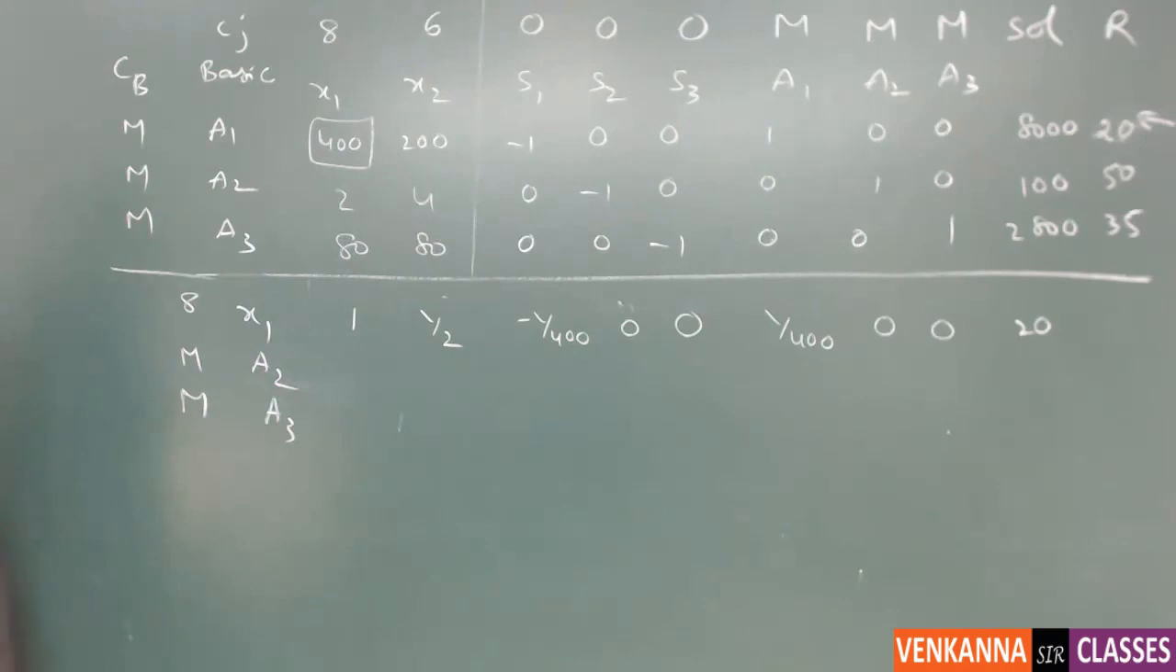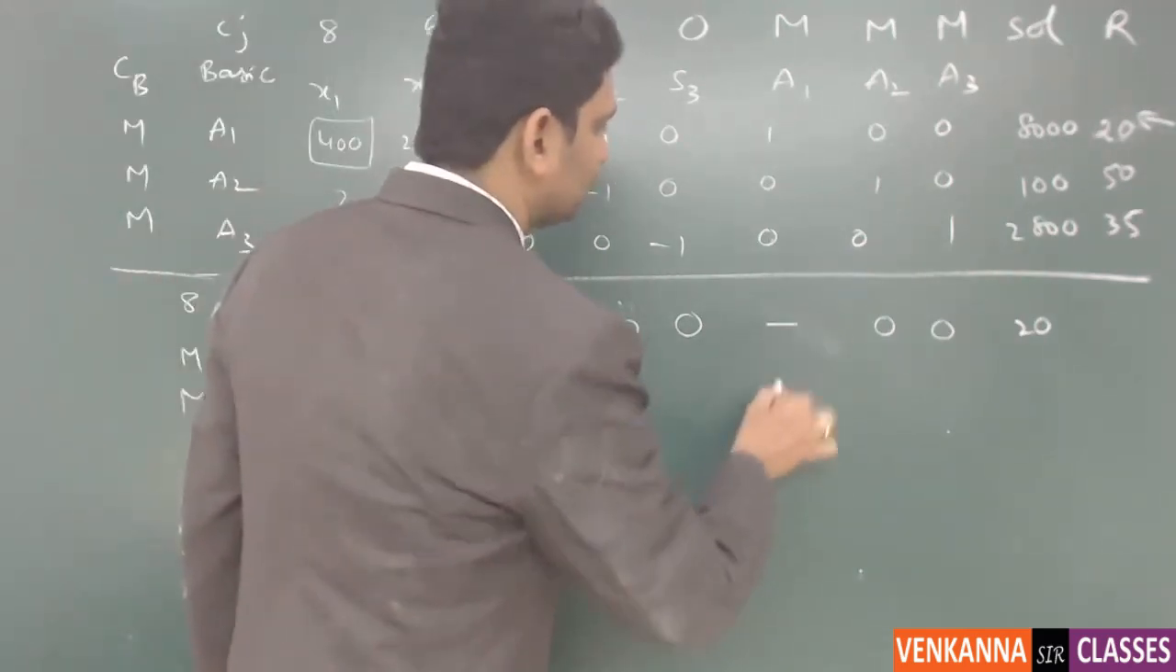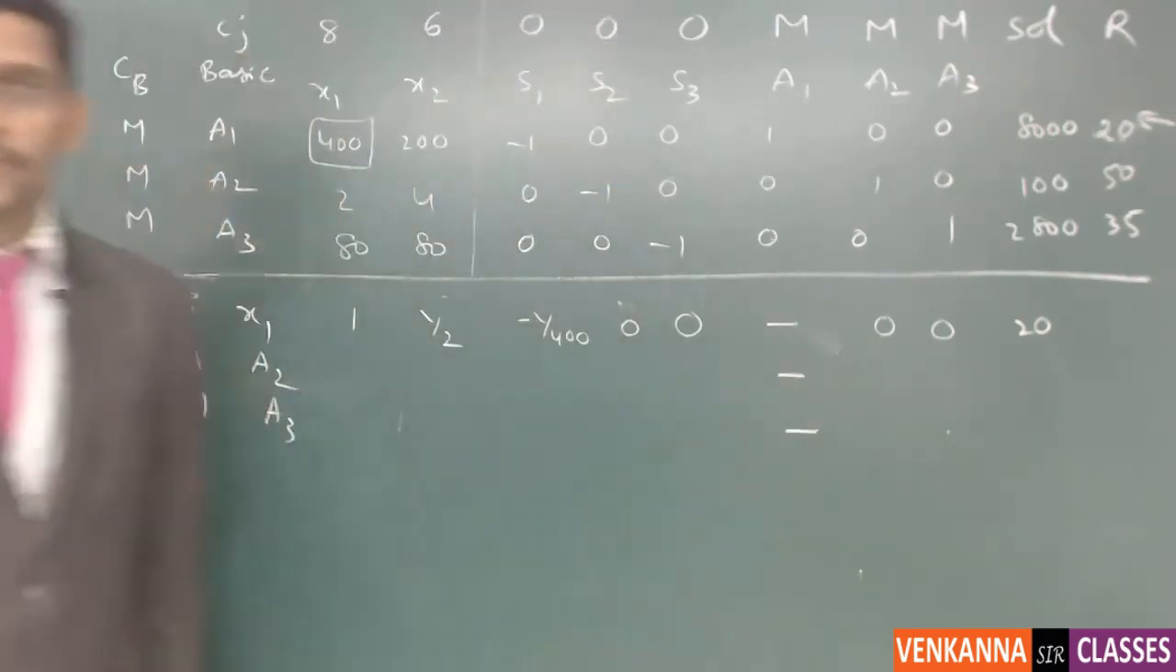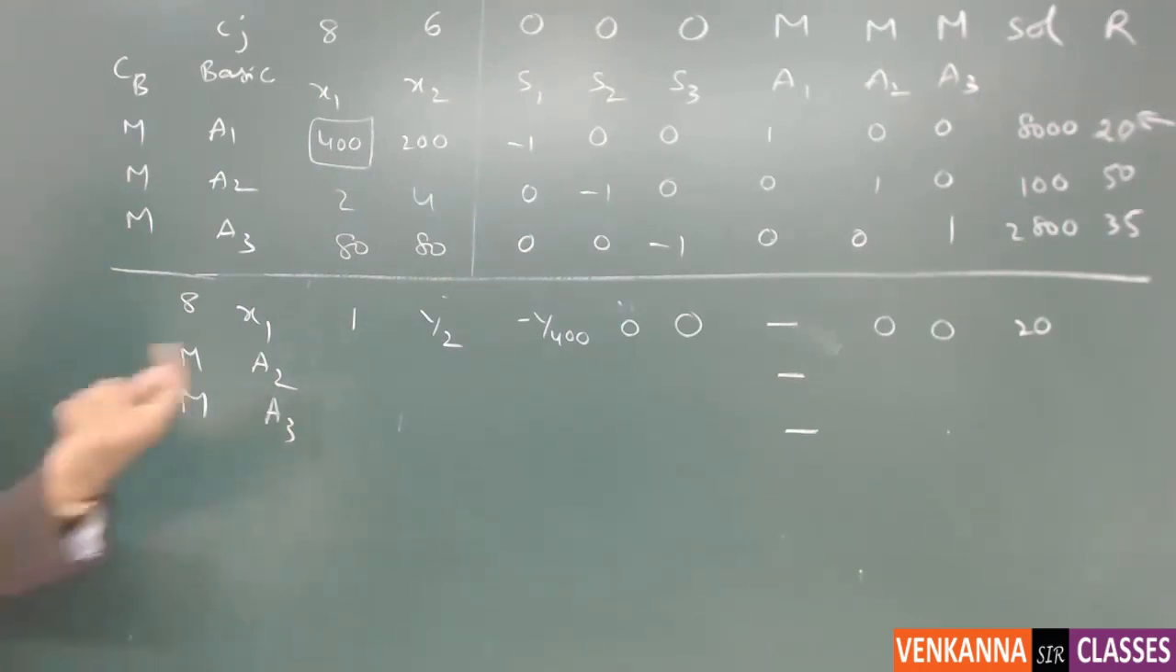Clear? Is it acceptable? Right. And as I have mentioned earlier, to avoid computational difficulty, since A1 is replaced, I simply put a blank here, so that once an artificial variable is removed, it will not come in the further iterations. So to avoid the computational difficulty, I will put like that.